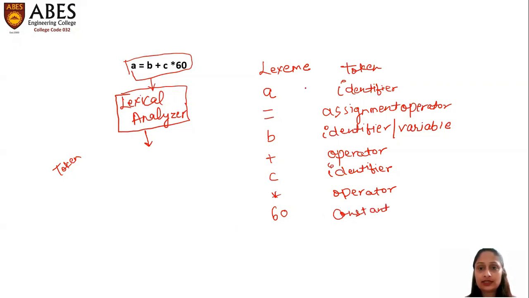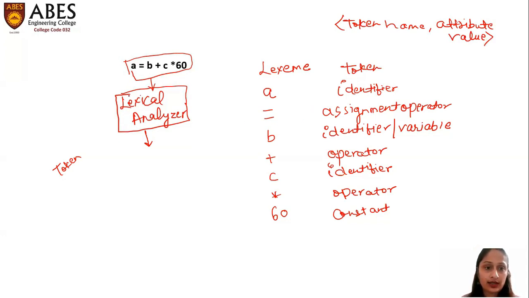In the symbol table, the format in which tokens are saved is token name and attribute value. Each token will be stored in the symbol table in this format.